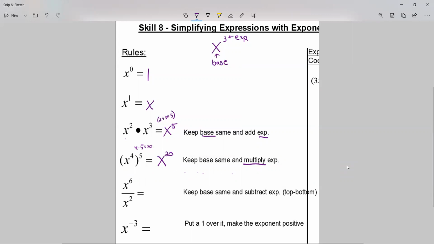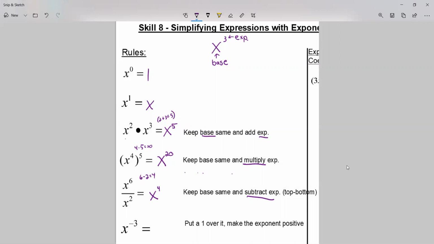When you're dividing, it's basically like you're canceling things out. This is the one where it's really important. You're going to subtract your exponents. Make sure you do top minus bottom. So this would be 6 minus 2. So keep the base the same, x to the 4th.